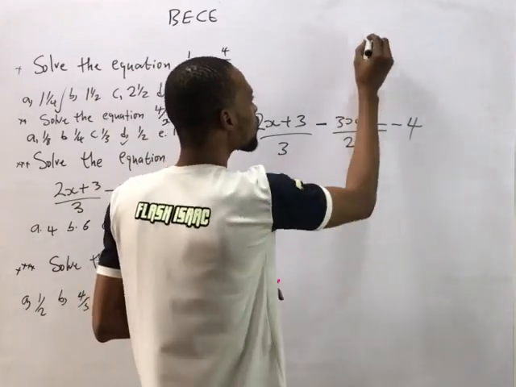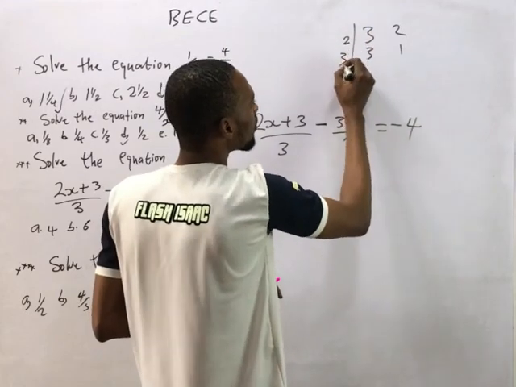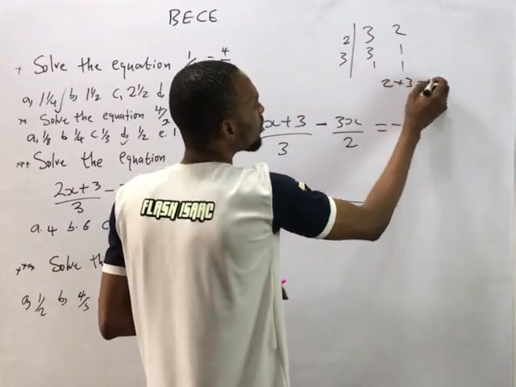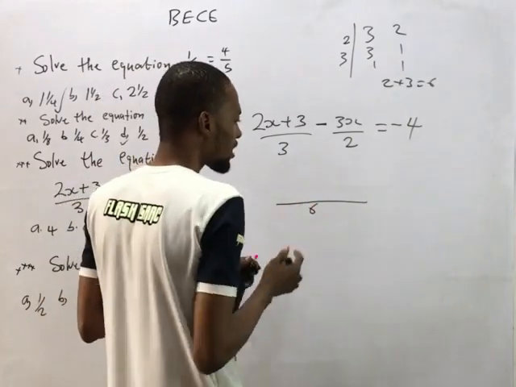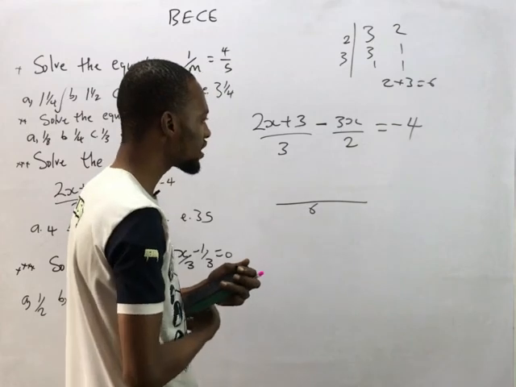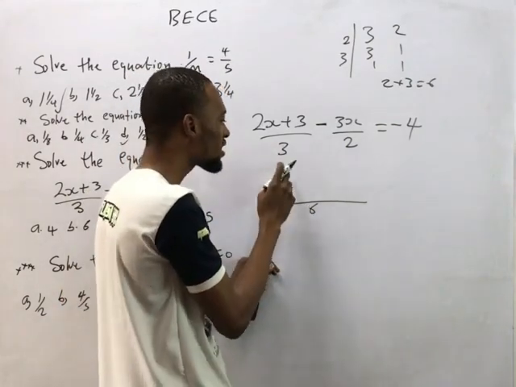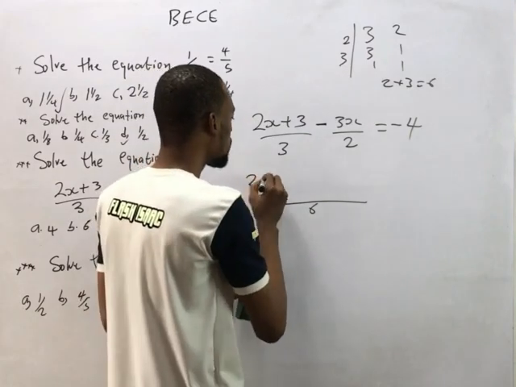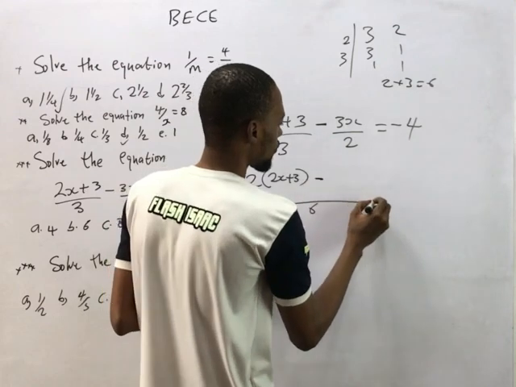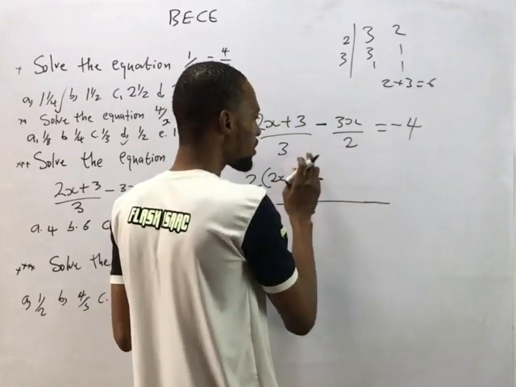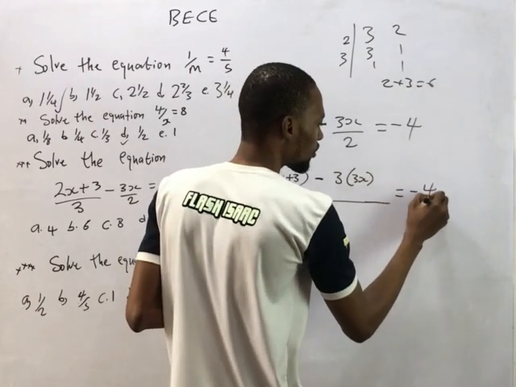The LCM of 3 and 2 is 2, 3, 1. So 2 times 3 is 6. The LCM of 3 and 2 is 6. So we have 6 here. Now after looking for the LCM, we solve it this way. We say 6 divided by 3 is 2, right? We use the 2 to multiply this. So here will be 2s plus 3, minus. Now 6 divided by 2 is 3. So we use that 3 to multiply 3s, to give you minus 4.